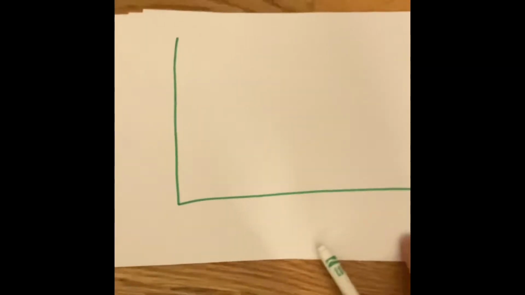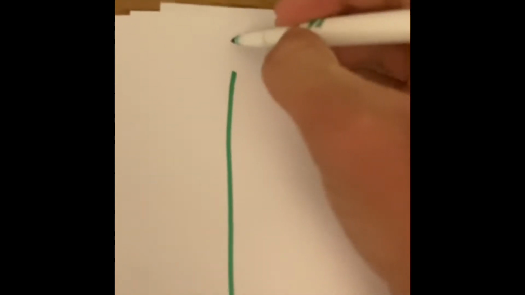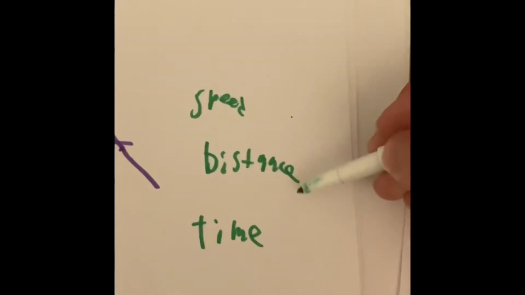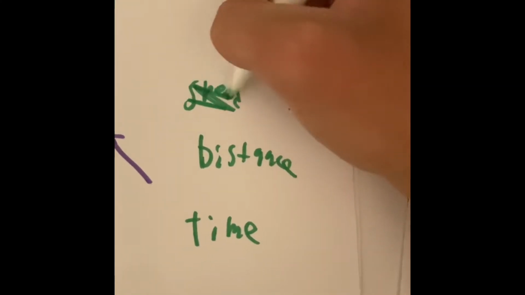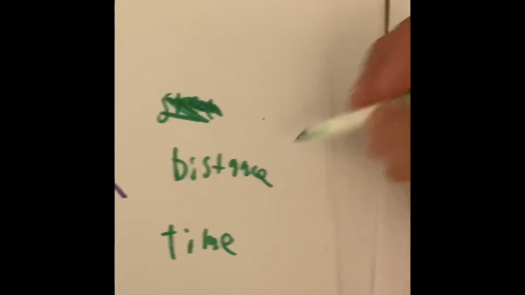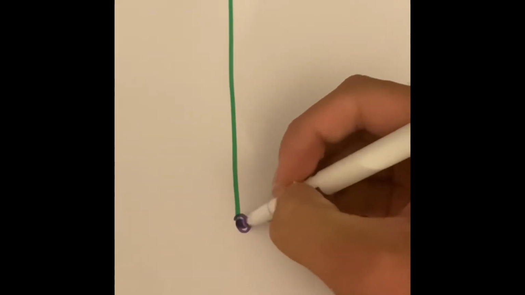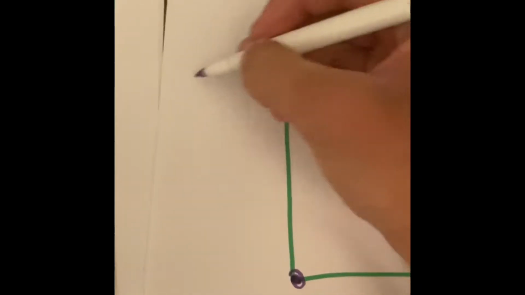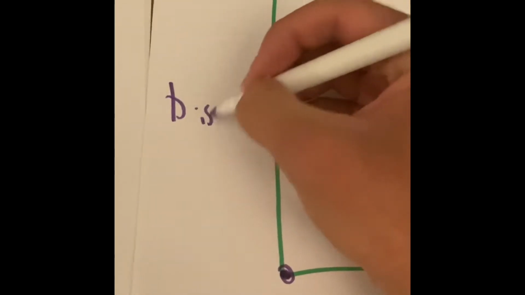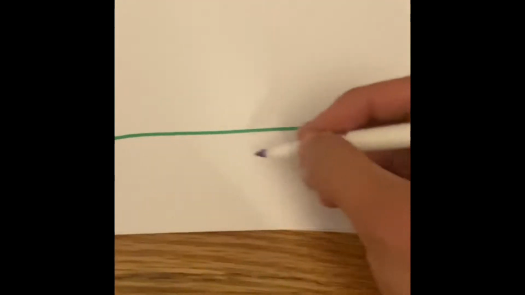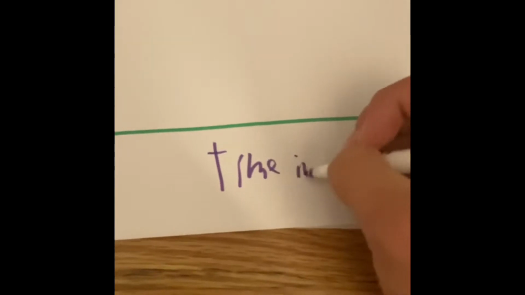We have a graph, and the vertical axis is going to be your y-axis, and the horizontal is going to be your x-axis. When we take a look at speed, distance, and time, let's take a look at your distance first. The distance away from where you start, which is going to be right here. So, your distance is going to be your y. And your x-axis is going to be your time in seconds.